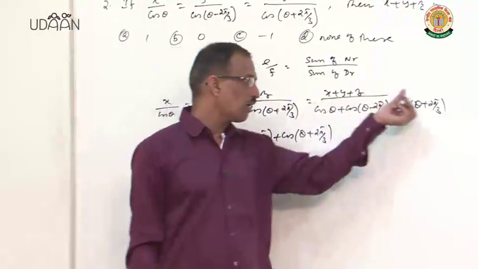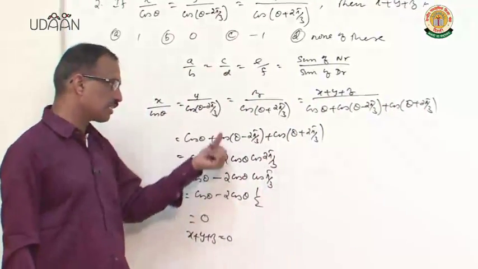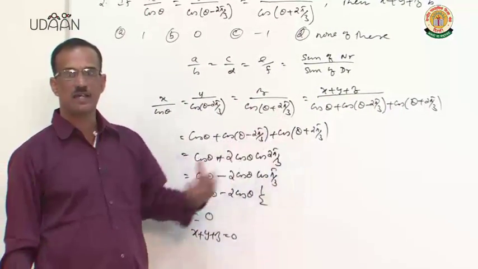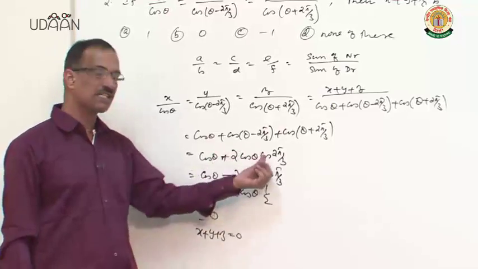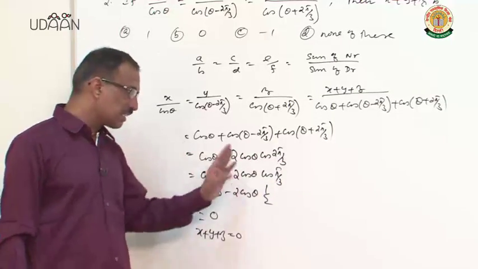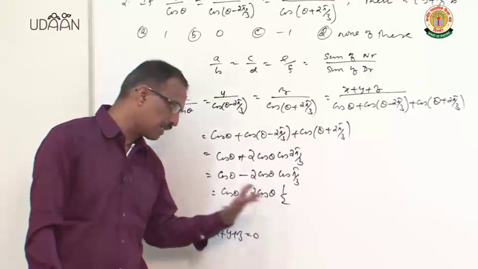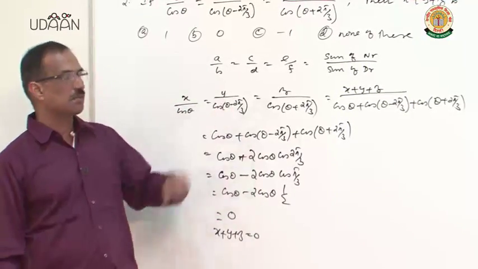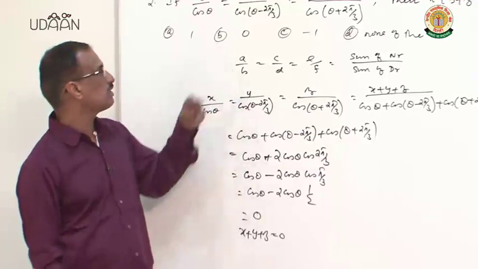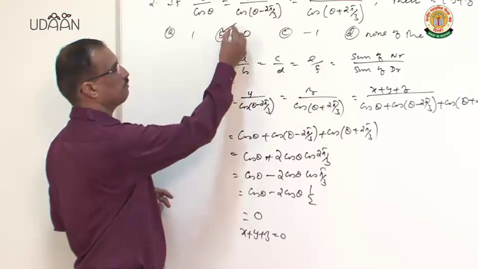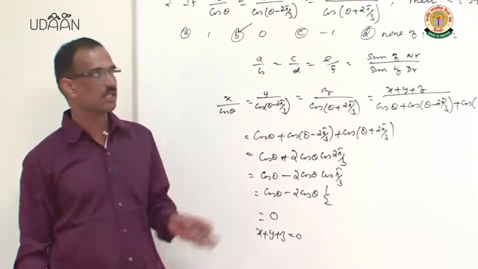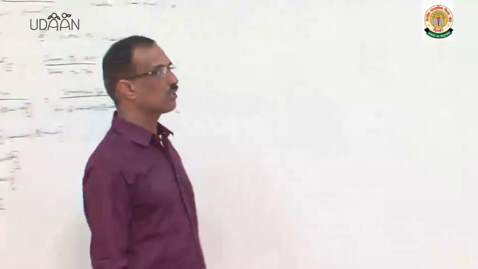So, now you have simplified this one by using cos A plus B plus cos A minus B is 2 cos A cos B, and then cos of pi minus theta is minus cos theta. So, from there we get the value of x plus y plus z equal to 0. So, your option B is the right option. Now, let us move into the next question.